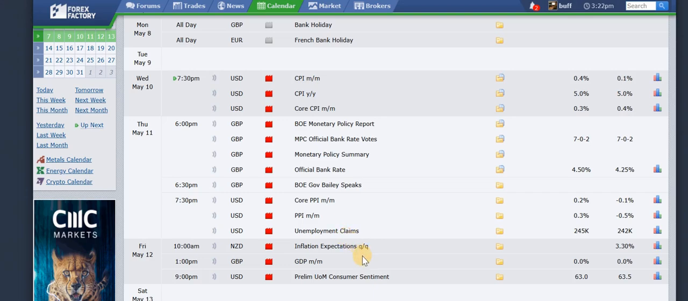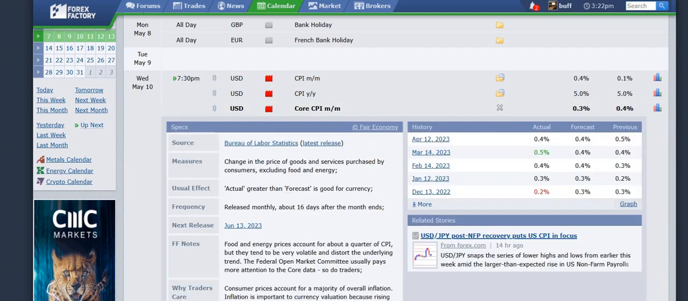Then on Friday, New Zealand inflation expectations and GDP out of the UK, and US prelim UoM consumer sentiment, whatever that is. If you want to know what any of these are, you just click on this little envelope here. It opens up a box and gives you all the information you need.